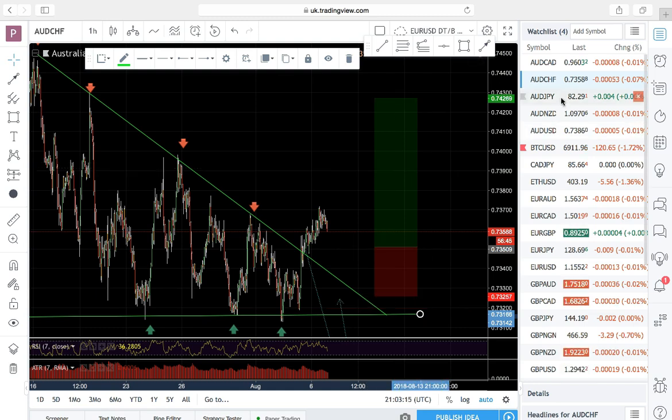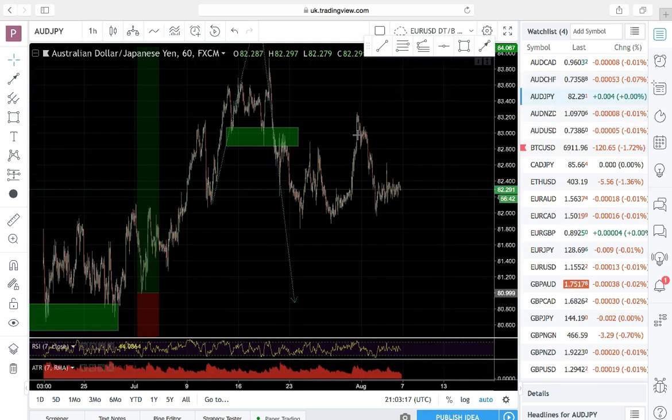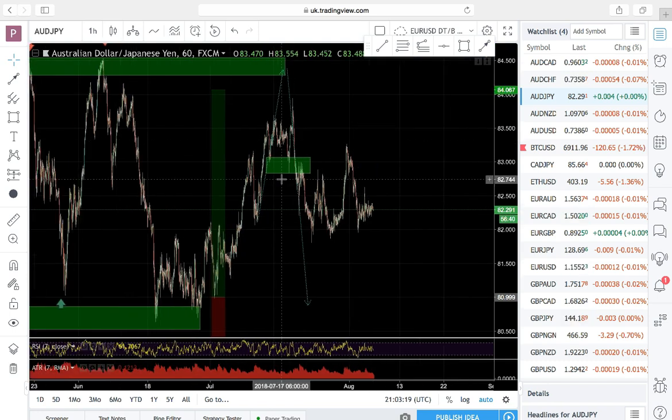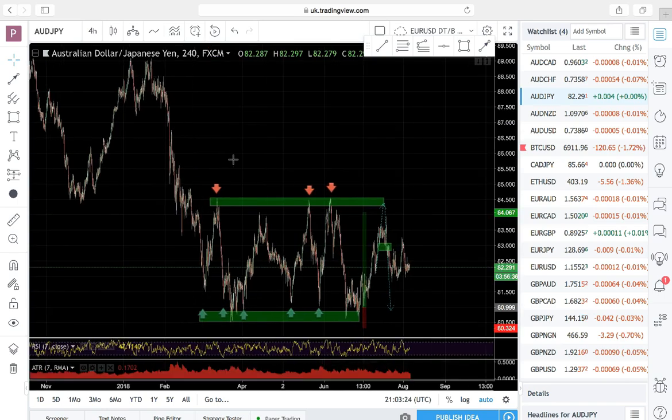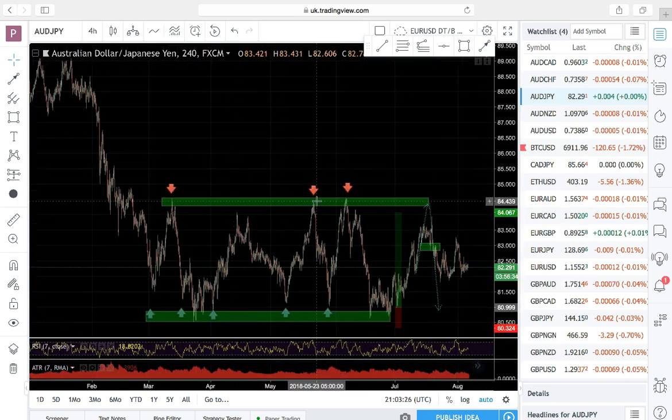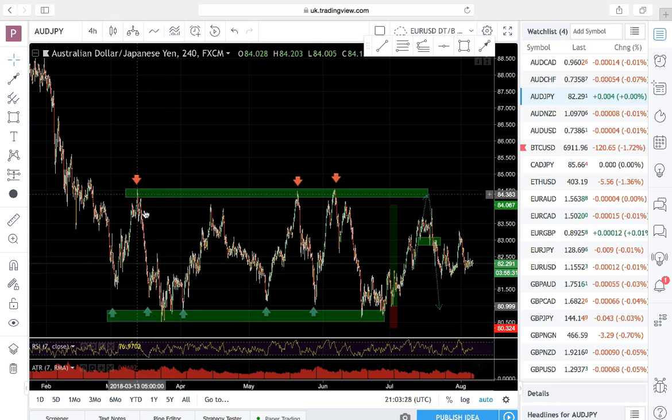But anyways, we'll see what happens in a few days. So onto the Aussie yen. We've been in this trade for so long, but I can't even complain because we've actually taken advantage of this pair so many times. This is basically just a channel that we've been trading back and forth, back and forth, back and forth.